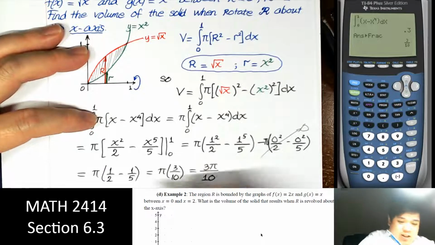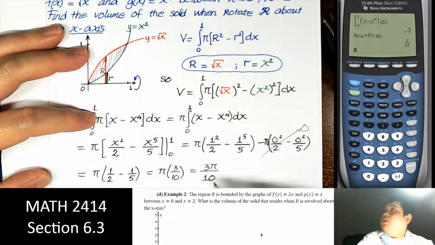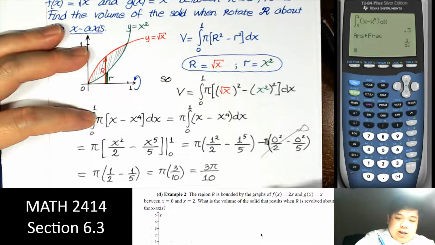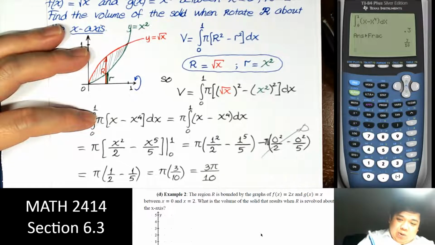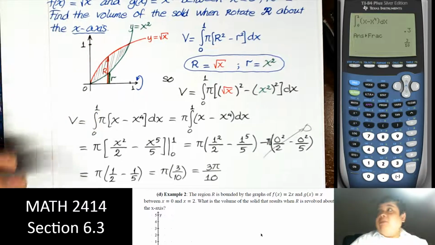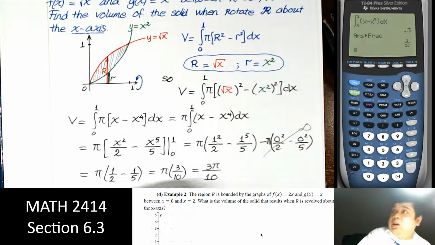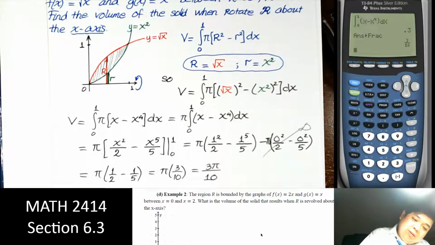The region R is bounded by y equal to 2x, and then y equal to x. I'm not going to write f and g because it's not always f of x and g of x; it's big R and little r. We always have to draw it out and see what happens.